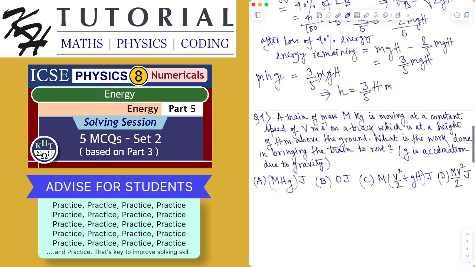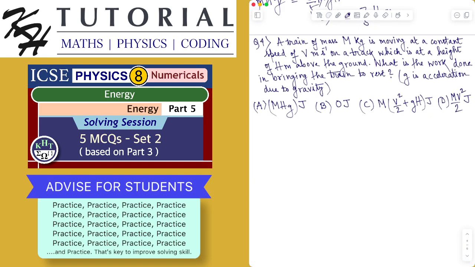Let's see the next problem. A train of mass m kilogram is moving at a constant speed of v meter per second on a track which is at a height of h meter above the ground. What is the work done in bringing the train to rest?